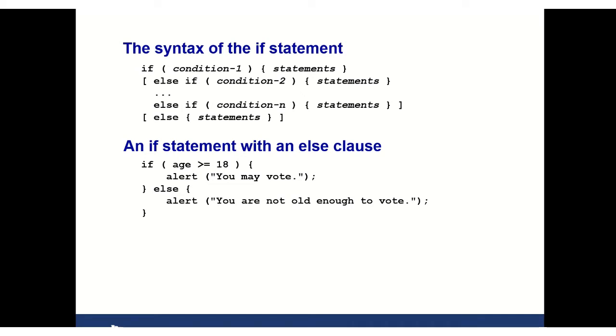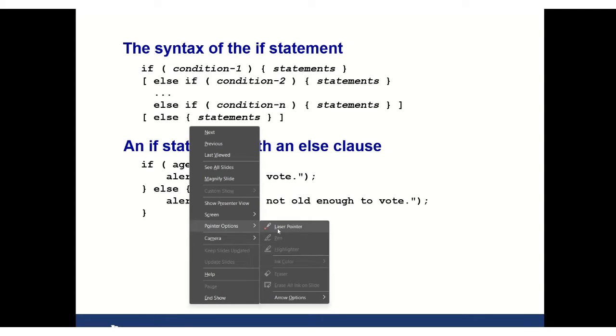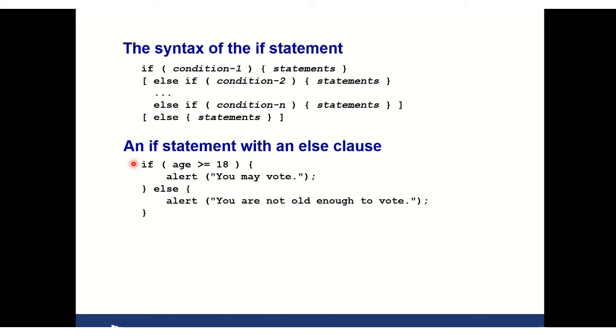Now you use else if there is no more condition. If all the other conditions are not satisfied, then only the code will go to the final else block. An if statement with else clause can look like this. If age is greater than or equal to 18, then you may vote, else you are not old enough to vote. So that's how it works.